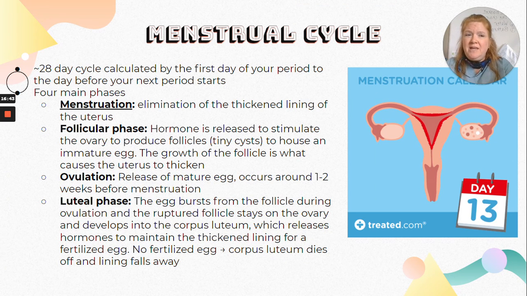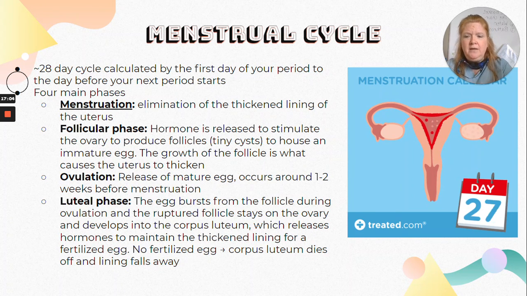So the follicular phase is getting ready for ovulation. So what happens in the ovary, there's a bunch of follicles that get stimulated. So a bunch of eggs start to develop. The best one gets released in ovulation. The other ones kind of die off. So it's not just one egg that gets used up in one ovulation.